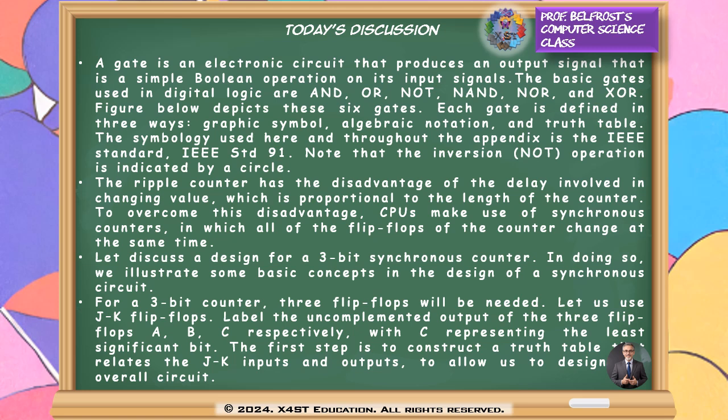Now let's discuss the design of a 3-bit synchronous counter. In doing so, we illustrate some basic concepts in the design of synchronous counters. For a 3-bit counter, 3 flip-flops will be needed, and let us use JK flip-flops for this example, and label the uncomplemented outputs of the 3 flip-flops A, B, C respectively, with C representing the least significant bit. The first step is to construct a truth table relating the JK inputs and outputs, which allows us to design the overall circuit.